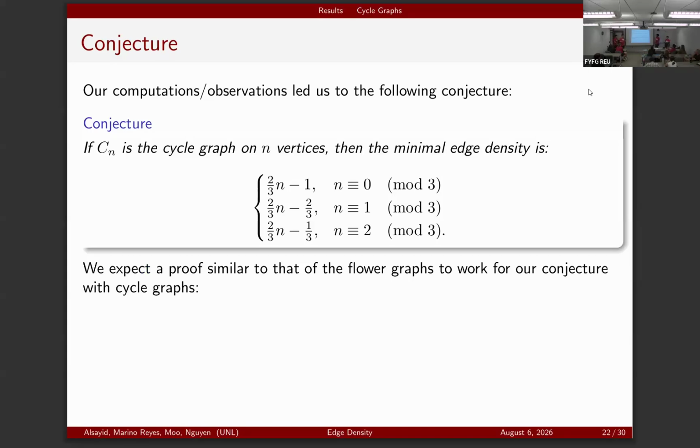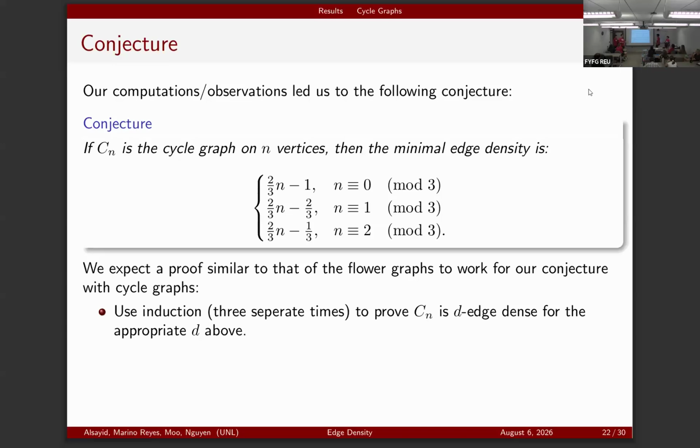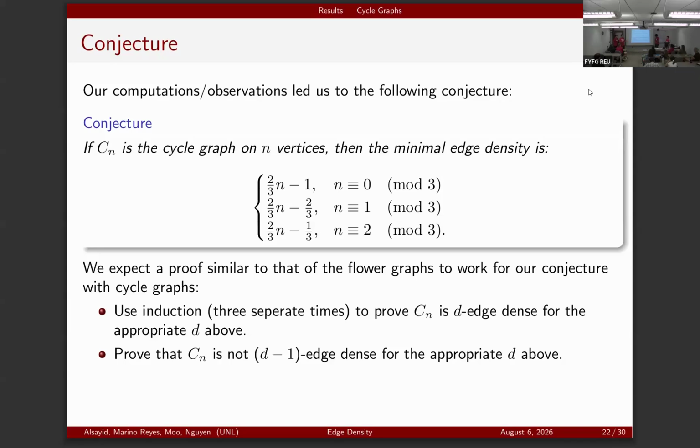So we expect the proof, similar to that of the flower graph which we described earlier, to work out for our conjecture on cycle graphs. We'll be using induction 3 times because we have these 3 equations right here to prove that C of n is indeed D edge dense for the appropriate D above. And we'll be proving that C of n cannot be D minus 1 edge dense by finding counterexamples.